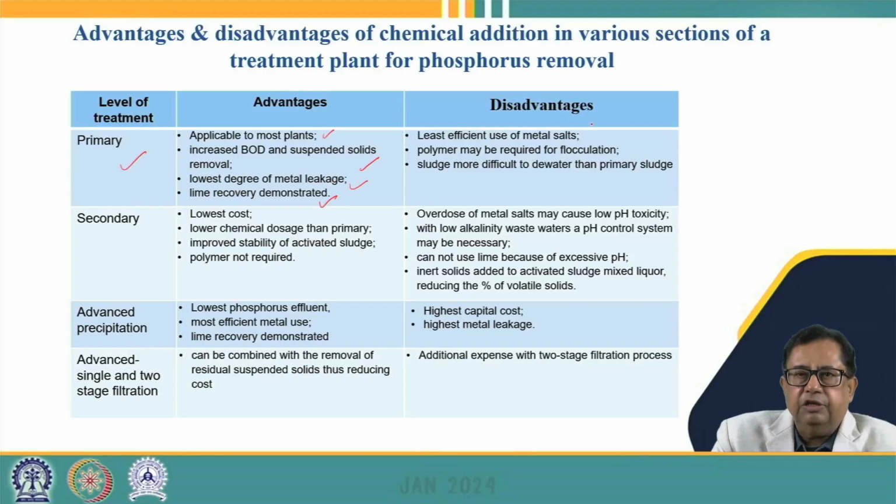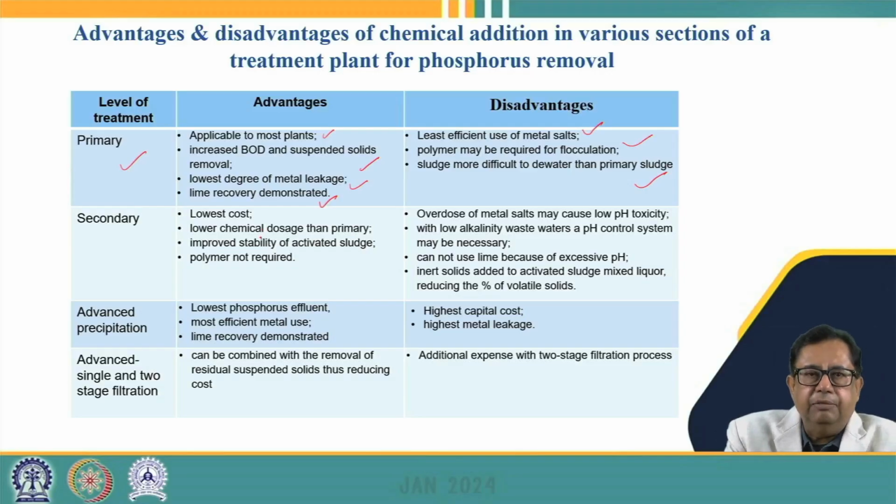The disadvantages of this process are that it has the least efficient use of the metals, and polymers may need to be added so that the flocculation may be enhanced. Similarly, the sludge is very difficult to dewater in comparison to the primary sludge, because now the sludge may contain the phosphates, as well as suspended solids, as well as some part of the BOD.